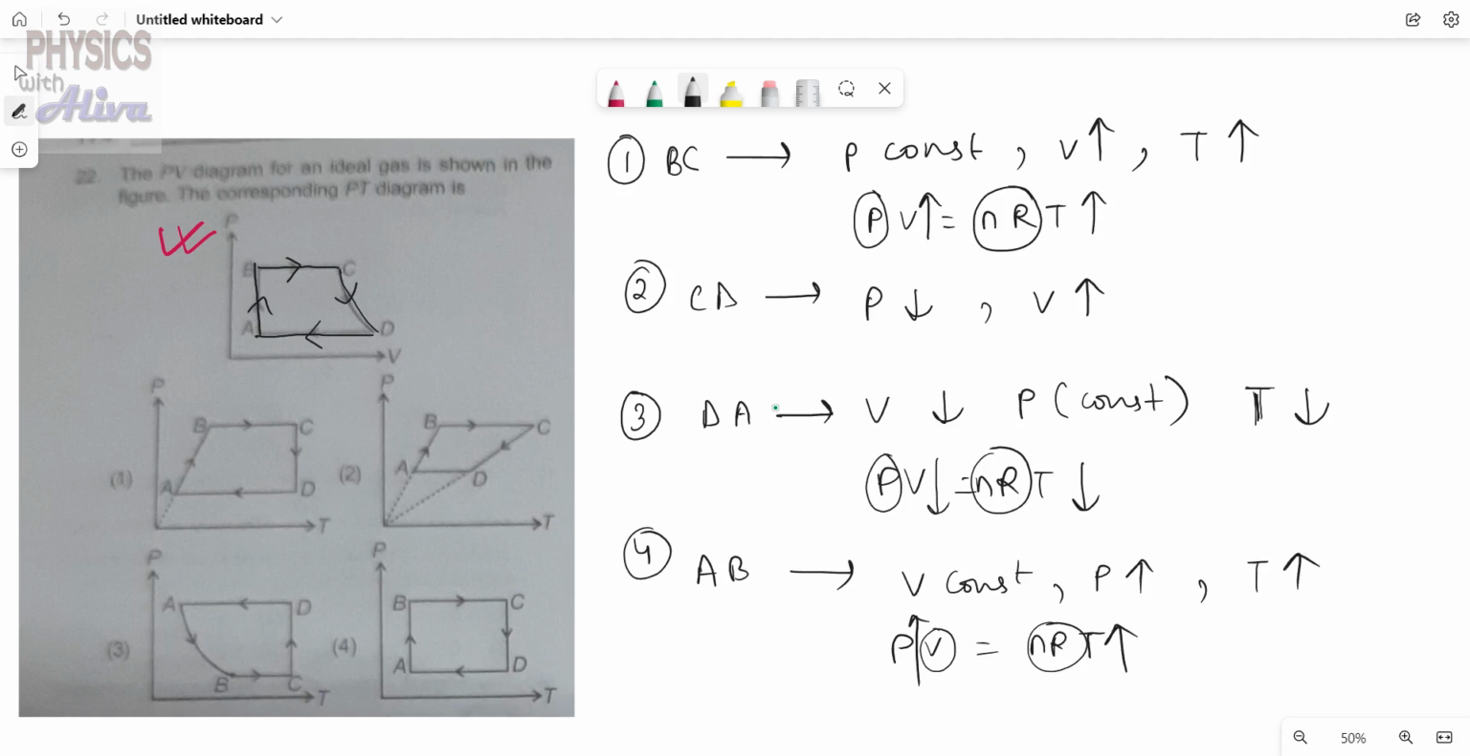Right? Here we can write PV for CD. PV is equals to nRT. Here P is decreasing and V is increasing, right? We can see this. Now, with the help of this information, we will draw the PT diagram.